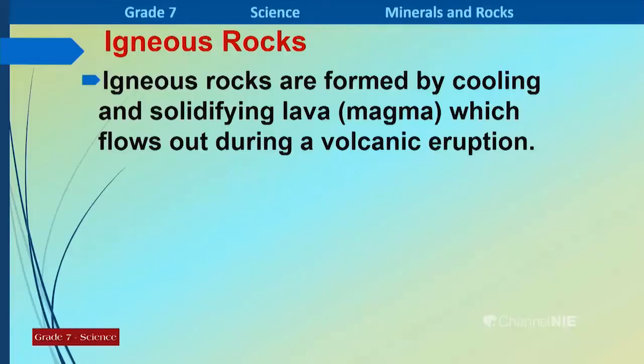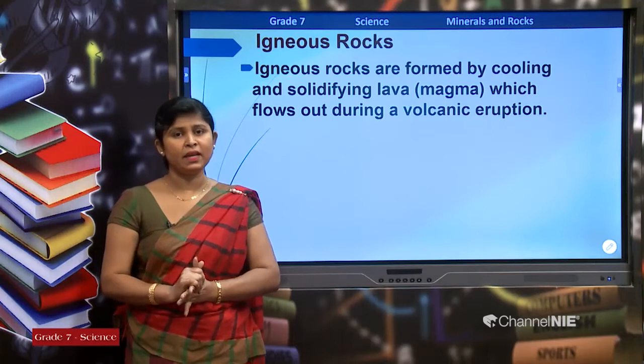Igneous rocks are formed by cooling and solidifying lava or magma which flows out during a volcanic eruption. Fortunately, in our country, we do not experience volcanic eruptions. When we think about the structure of the earth, you already know the outermost layer of the earth is the crust of the earth, right?